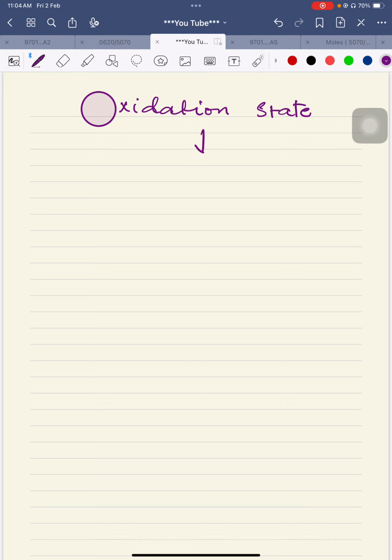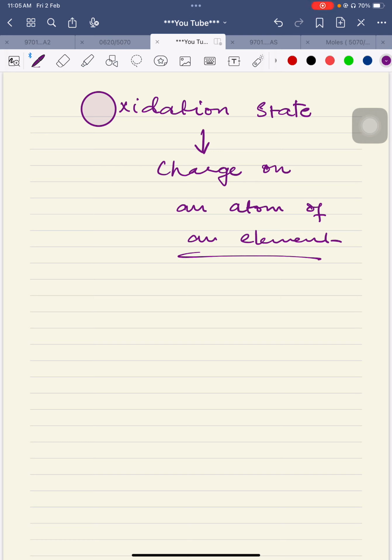Now, what is oxidation state? It is actually the charge on an atom of an element. Basically it is a charge on an atom, and that is called oxidation state. Oxidation state is variable in some types of compounds and some types of elements, but in some types of elements it remains the same.